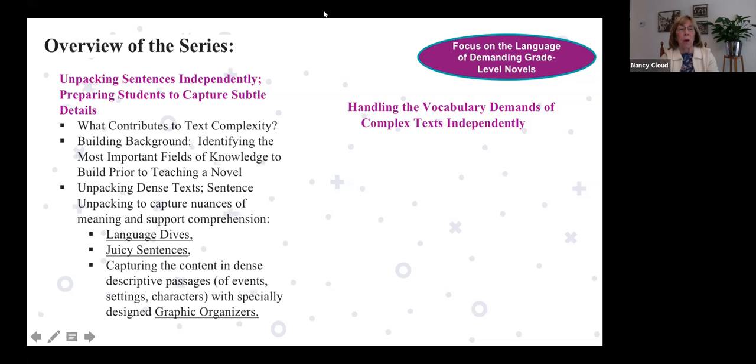So just as a reminder, where we started was talking about what contributes to text complexity. I gave you definitions of what makes text complex, and I hope that those schemata will be useful to you in thinking about the elements of complex text. And then we did remind ourselves that, of course, building background knowledge is important. And I suggested that with novels, you identify the most important fields of knowledge, thinking about the things that underlie a particular knowledge that kids need to know about.